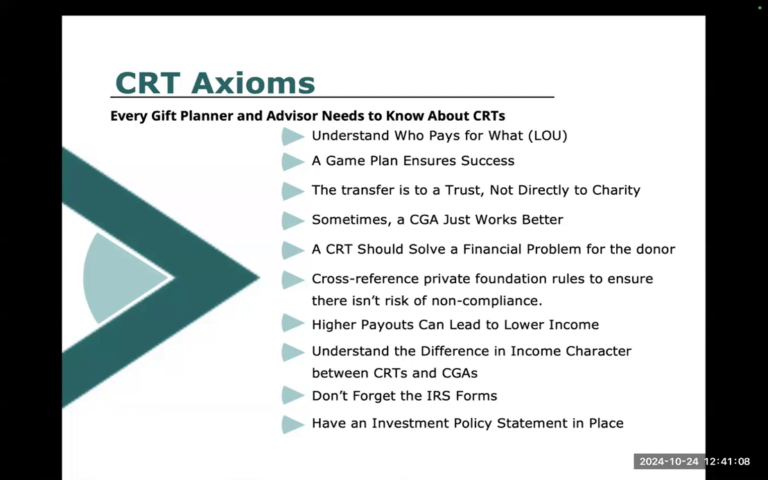Higher payout rates can lead to lower income. Very important to communicate to your donor, particularly for CRATs.